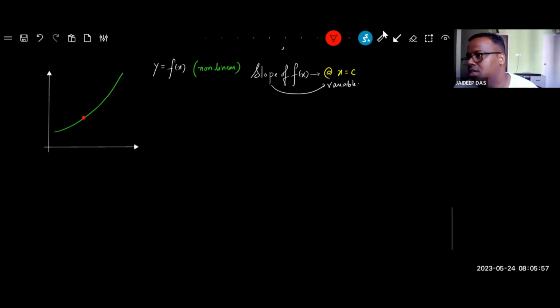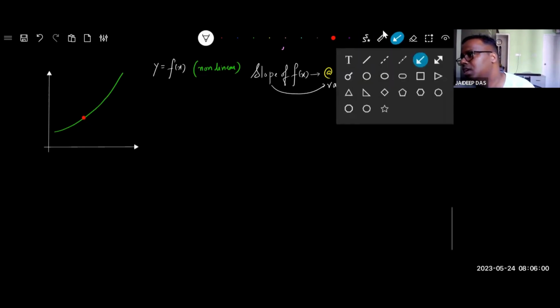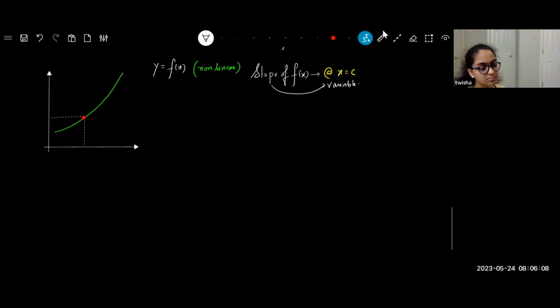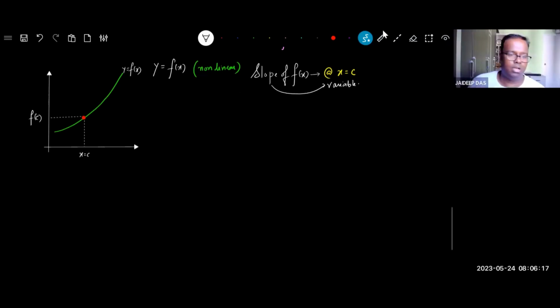Okay, this is the point c. Excellent. And I need to find out what is the slope of the graph at this point, x equal to c. Right. So say this is x equal to c and this is f(c), because this is y equal to f(x). Clear? Yes. Now we don't know what it is.